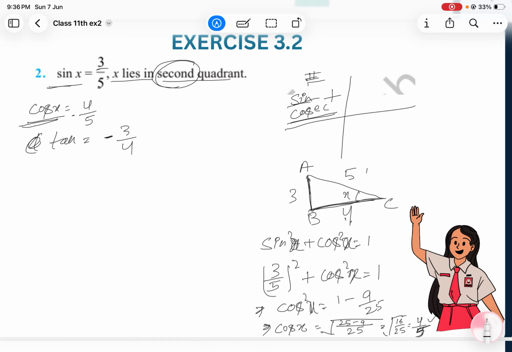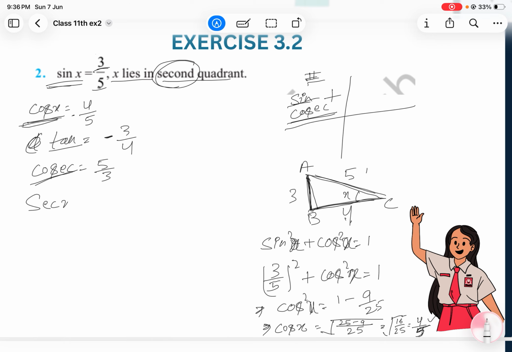Now we have cosec equal to 1 by sine, that is 5 by 3. We will just reverse this, right? And cosec is hypotenuse by perpendicular, right? So 5 by 3, and this is positive in the second quadrant, so this will be the answer. Now we have sine, cos, tan, cosec.